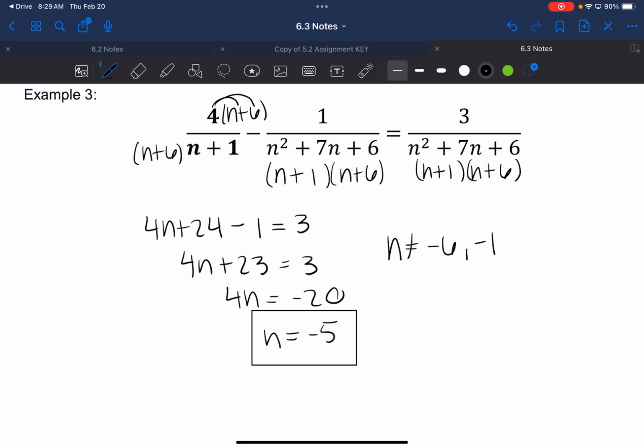Okay, I want you guys to flip it over on the back. Try examples 4, 5, and 6. And then we'll all share what we come up with. So not only solve, don't forget to double check and see if there are any extraneous solutions.